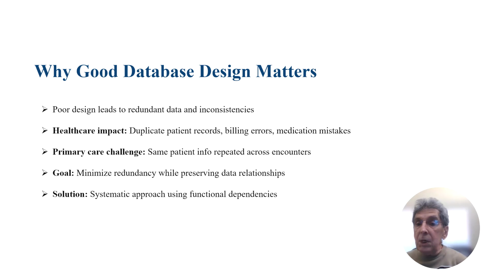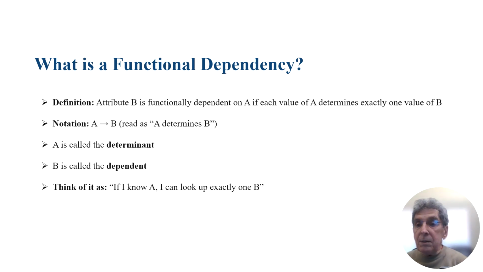The goal of good database design is to minimize redundancy while preserving the relationship between data. We want each fact stored exactly once, in exactly one place. When we need to update something, we update it in one location, and the change is reflected everywhere that fact might be utilized. The systematic approach to achieving this goal is called normalization, and is based on understanding functional dependencies.